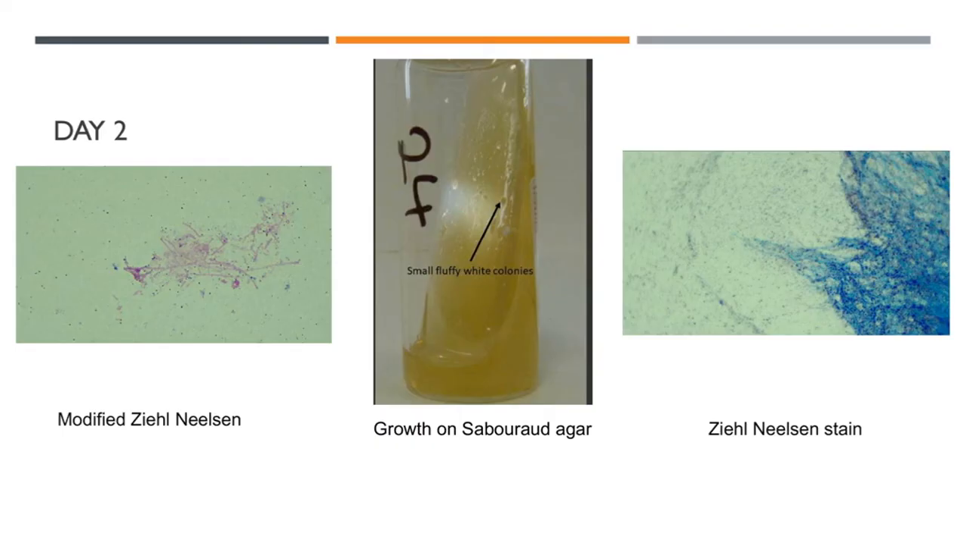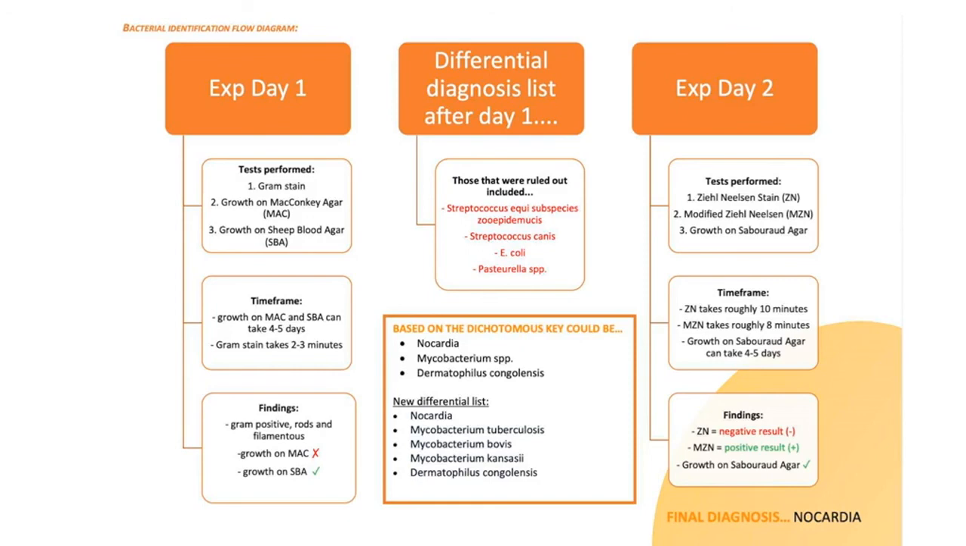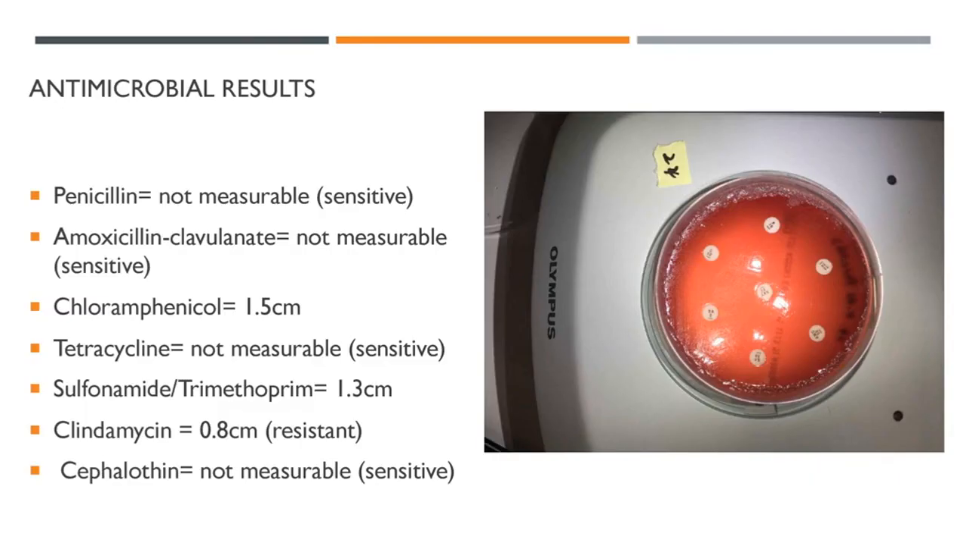When we received our tests back, we found that our organism was modified Ziehl-Neelsen positive as it stained a reddish colour. We also found that it was Ziehl-Neelsen negative as it stained blue. If it stained red, this would have suggested that it was Mycobacteria. And our organism also grew on Sabouraud agar. Nocardia was the only organism that would grow on Sabouraud agar, so a combination of these results gave us our final identification of Nocardia.